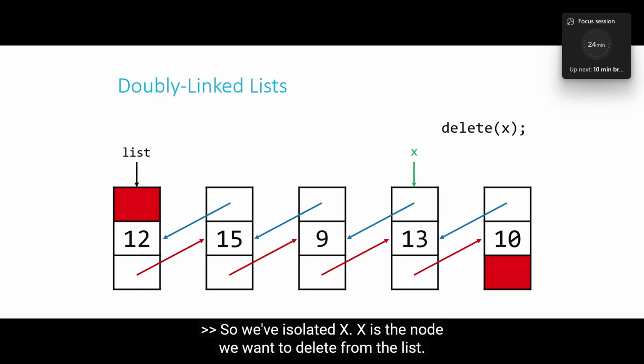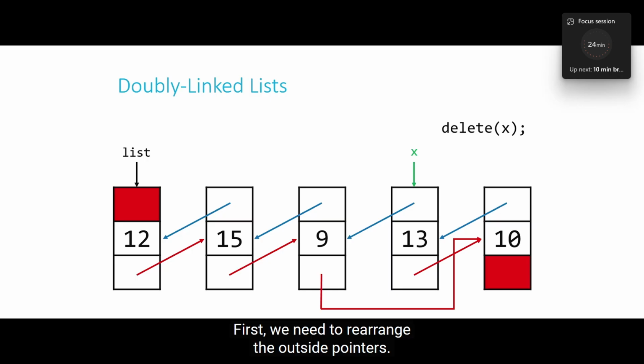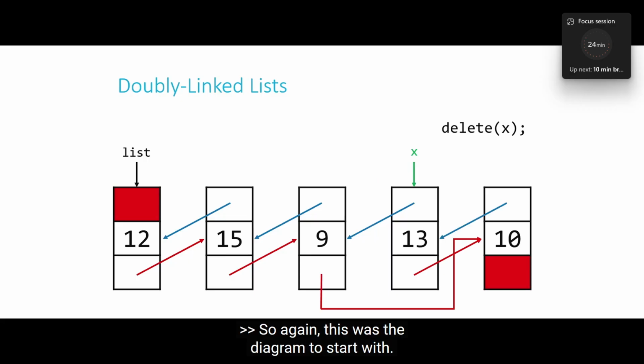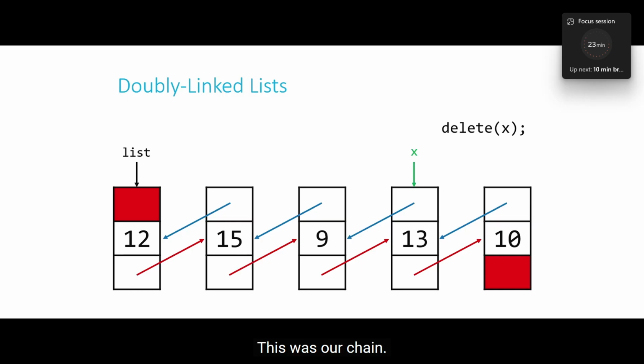So we've isolated X. X is the node we want to delete from the list. What do we do? First, we need to rearrange the outside pointers. We need to rearrange 9's next to skip over 13 and point to 10, which is what we've just done. And we also need to rearrange 10's previous to point to 9 instead of pointing to 13. So again, this was the diagram to start with. This was our chain. We need to skip over 13, but we need to also preserve the integrity of the list. We don't want to lose any information in either direction.